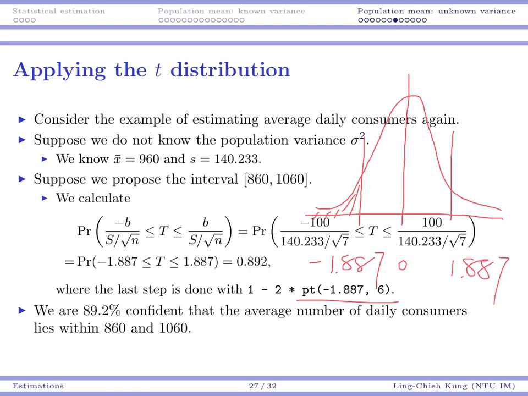Don't forget that the last argument for pt is the degrees of freedom of your T distribution. It's always n minus 1. So it's 7 minus 1 in this case. So the conclusion is that we are 89.2% confident that the average number of daily consumers lies within 860 and 1060. Given any interval, we may still calculate how confident we are.